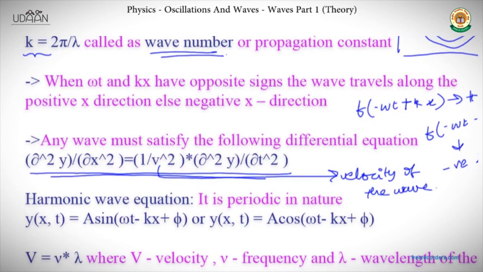But for now, we would like you to know that for a function to be a wave, it should satisfy this condition. And as x goes to infinity or t goes to infinity, the wave function can't go to infinity. It has to tend to 0.